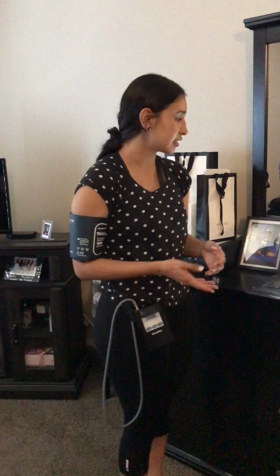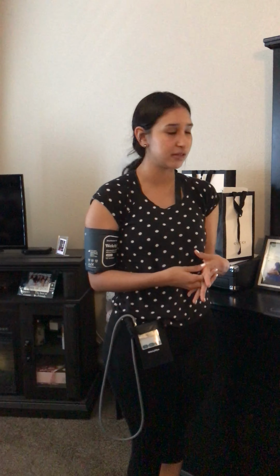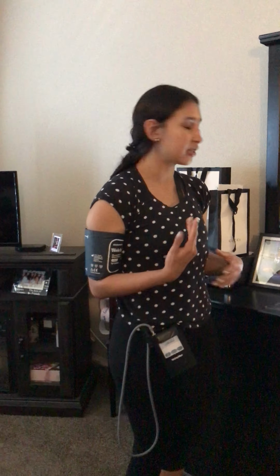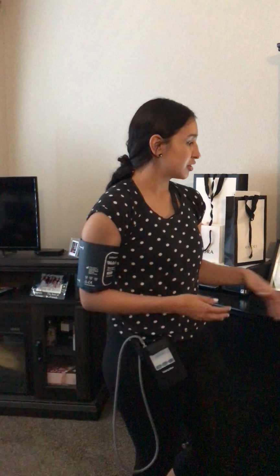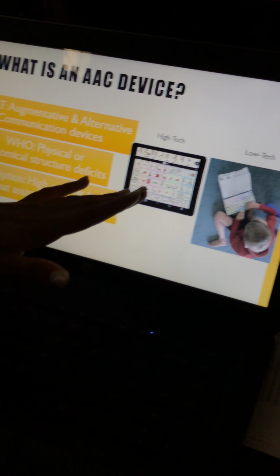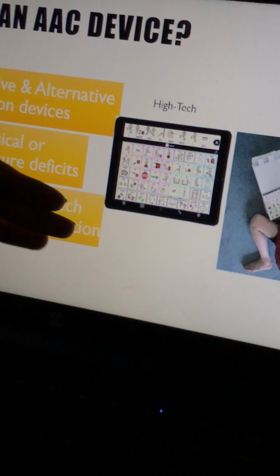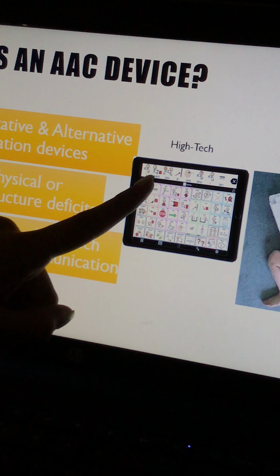Who needs these devices? Basically individuals with physical or anatomical structure deficits, which doesn't allow them to speak or communicate properly with others. The main description of this device is a high or low-tech device that assists in communication. So here you can see an example of a high-tech device and an example of a low-tech device. You'll notice that a high-tech device is similar to an iPad, or it actually is an iPad. A high-tech device can also be a tablet or any computerized device that allows an individual to see different objects or actions that they want to do, and click on them.